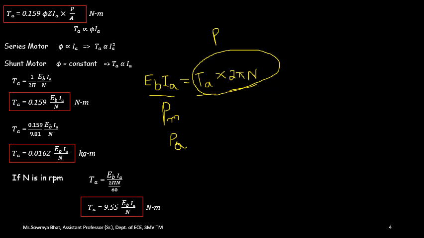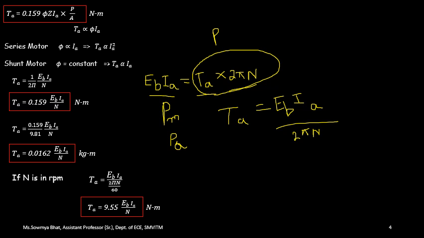So from this I can write what is the armature torque. Armature torque, if I want to calculate from this expression, I can write it as equal to EB into Ia divided by 2 pi multiplied with N.